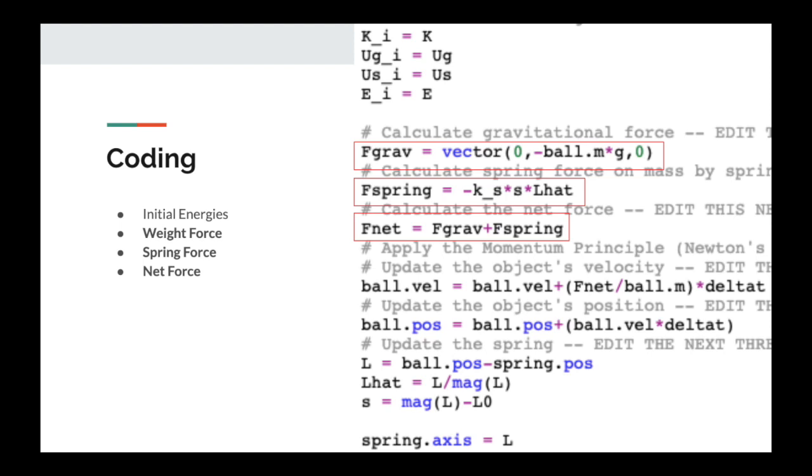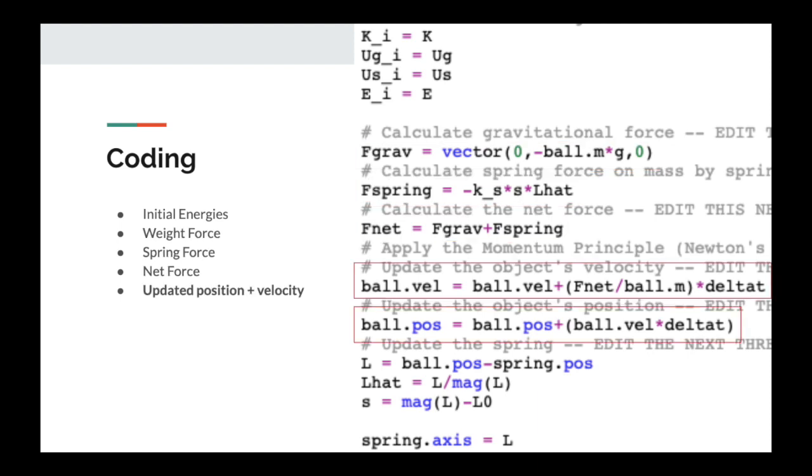I set the weight and spring force definitions equal to their respective formulas and calculated the net force as the sum of these two components. I then updated the mass's velocity based on Newton's second law. The position of the mass is calculated using this updated velocity formula.